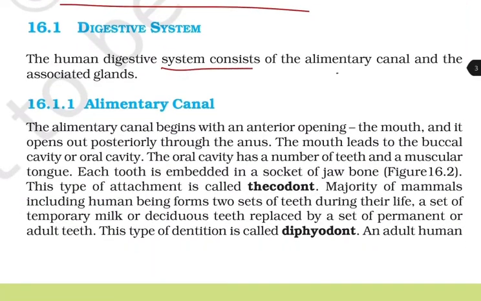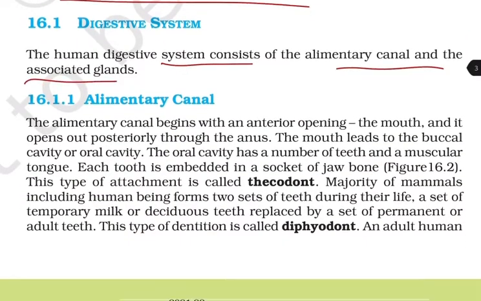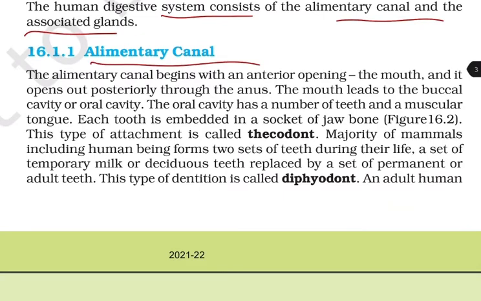Digestive system. The human digestive system consists of the alimentary canal and the associated glands. Alimentary canal. The alimentary canal begins with an anterior opening, the mouth, and it opens out posteriorly through the anus. The mouth leads to the buccal cavity or oral cavity. The oral cavity has a number of teeth and a muscular tongue.